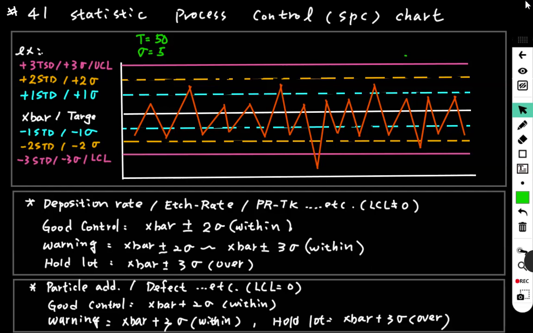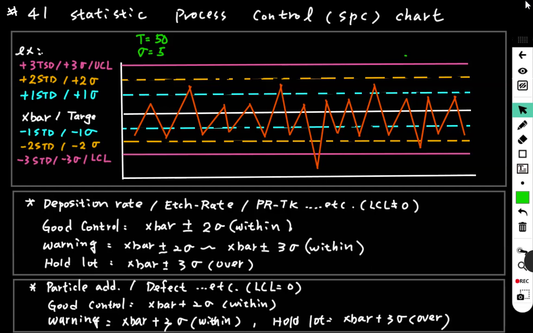Hello everyone, we're going to talk about the Statistical Process Control SPC chart. This is a very popular, famous chart to control the process, and even the equipment engineer uses it to control the equipment parameters.